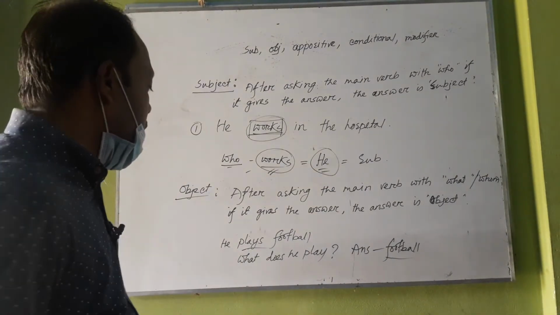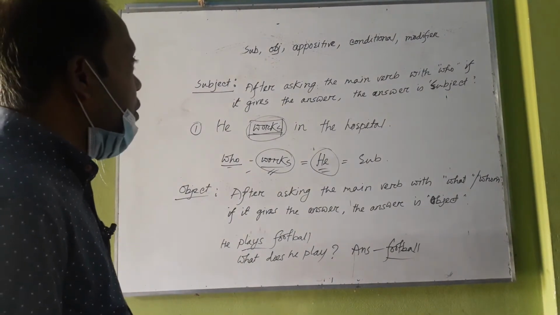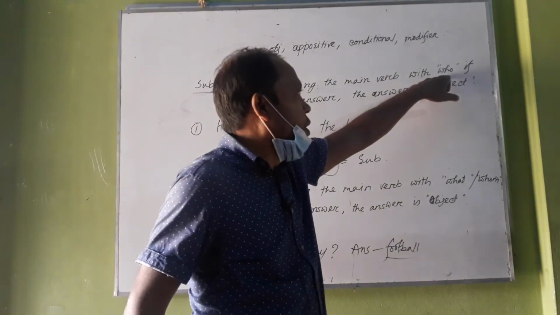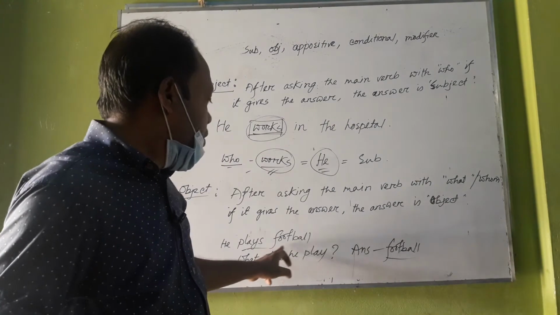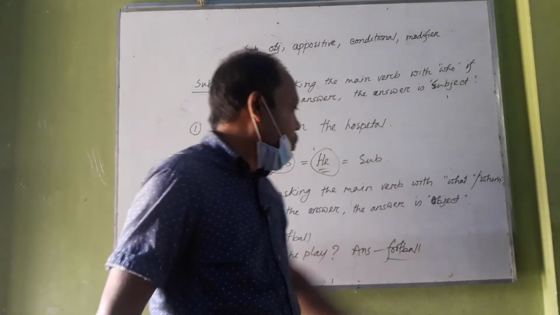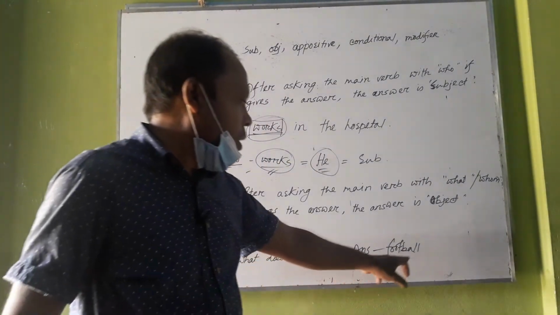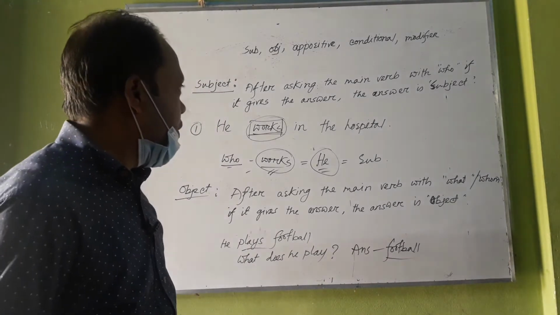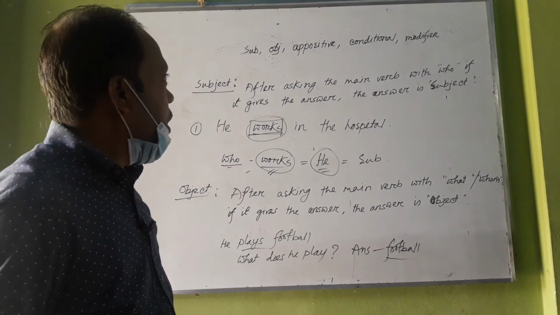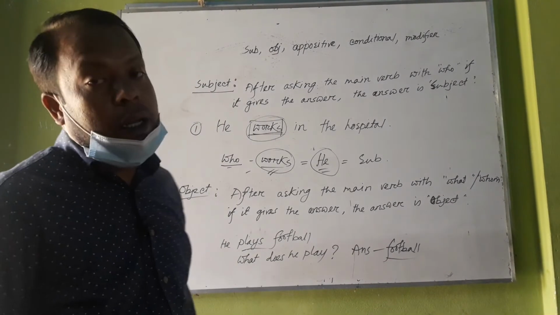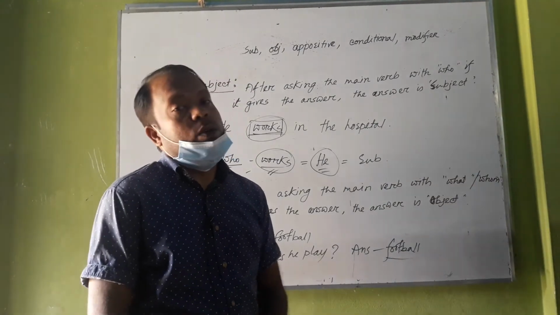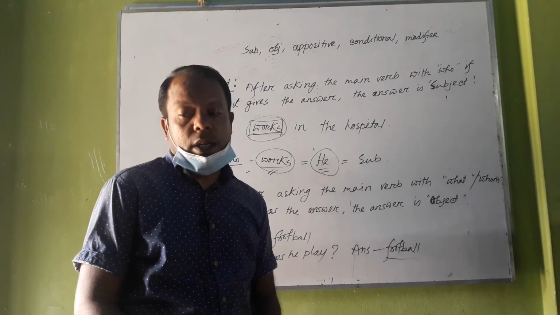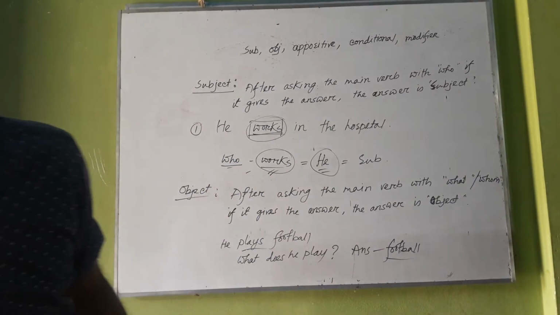Then we can understand that if we ask with who, the answer will be the subject, and if we ask with what or whom, the answer will be the object. Okay, I think you are clear about how we find subject and object in a sentence.